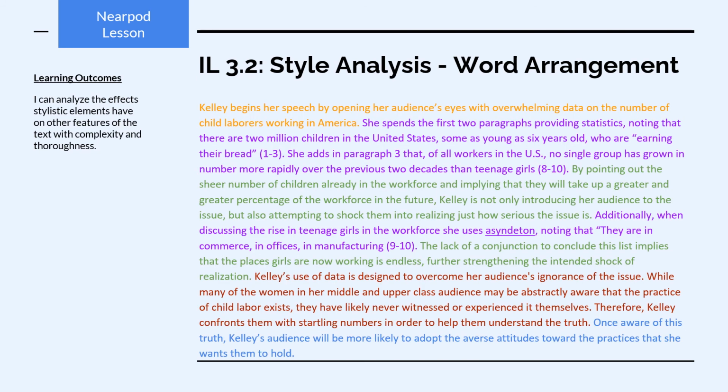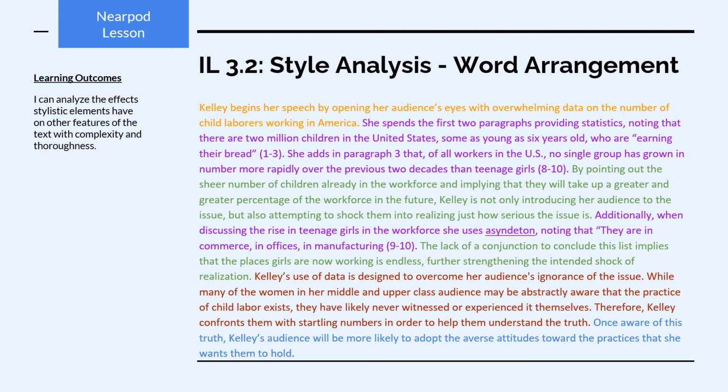And lastly, here's a paragraph that features some style analysis relating to some word arrangement stylistic devices. Florence Kelley begins her speech by opening her audience's eyes with overwhelming data on the number of child laborers working in America. She spends the first two paragraphs providing statistics, noting that there are 2 million children in the United States, some as young as 6 years old, who are, quote, earning their bread. She adds in paragraph 3 that of all the workers in the U.S., no single group has grown in number more rapidly over the previous 2 decades than have teenage girls.